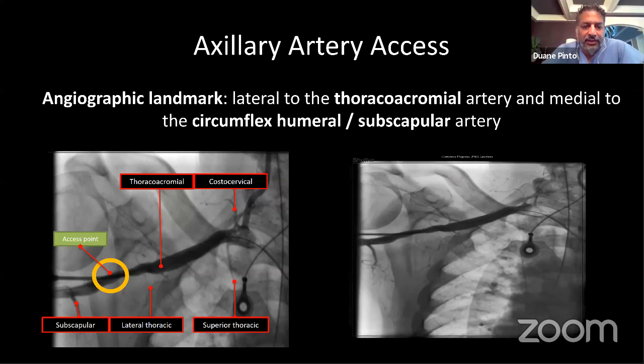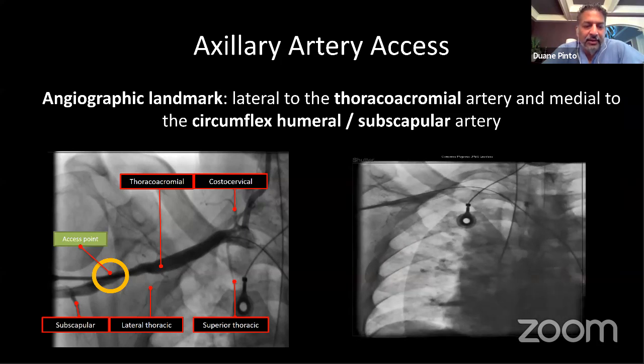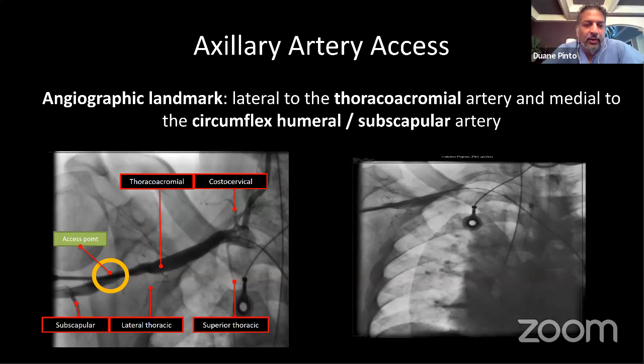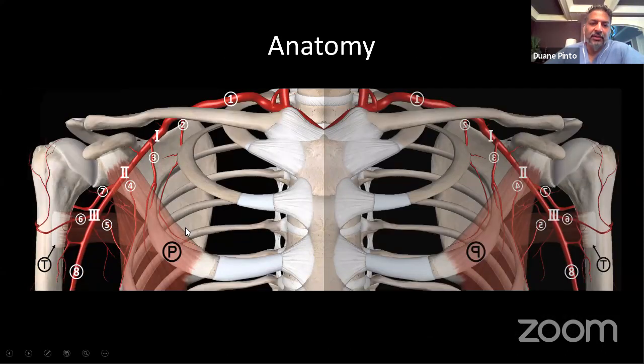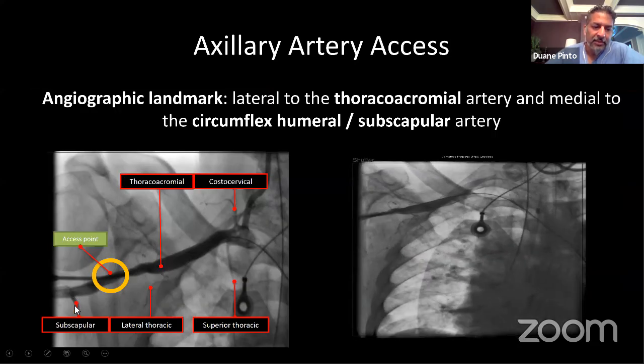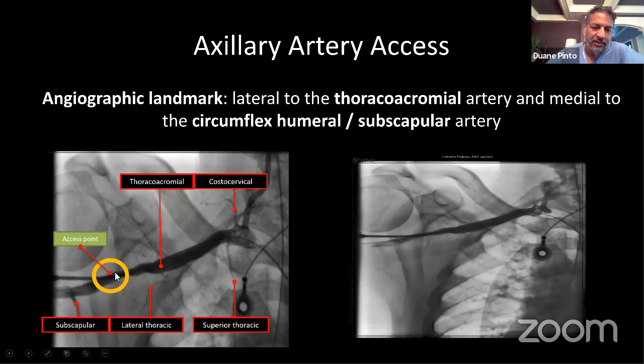So just again, to review the anatomy, working from the brachiocephalic towards the axillary, there's the costocervical, superior thoracic, lateral thoracic, thoracoacromial, and subscapular. So the axillary artery is divided into 3 portions, 1, 2, and 3. You want to access the second portion of the axillary artery, which will be through pec minor. But these 2 branches, the subscapular and the lateral thoracic, define the second portion of the axillary artery.